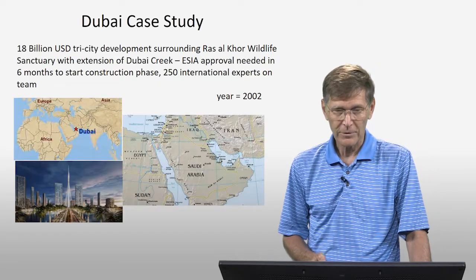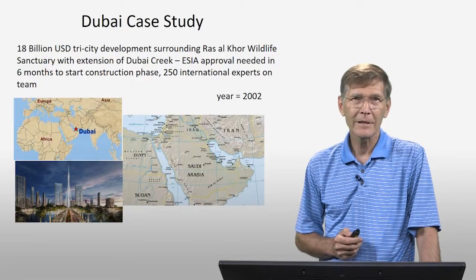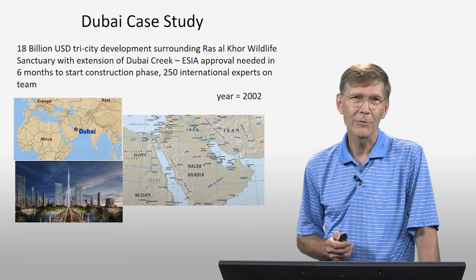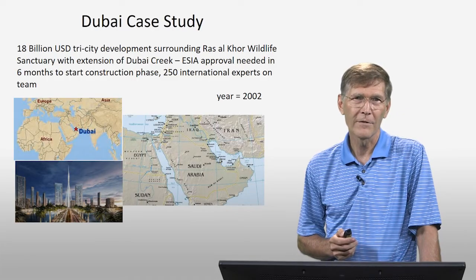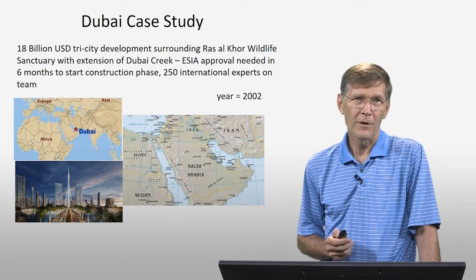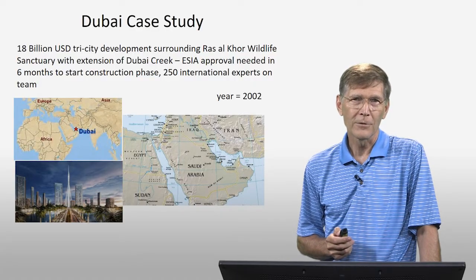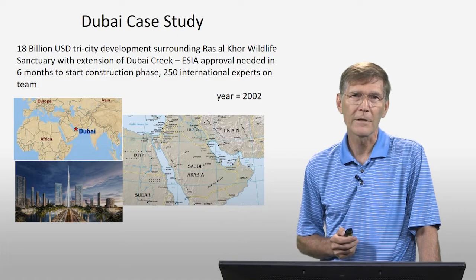Today we're going to be going to Dubai. And you can see on the slide here that this is an 18 billion US dollar tri-city development, three very large cities that were going to be built around a wildlife sanctuary called Ras Al Khor Wildlife Sanctuary, which was a Ramsar site, so it's an internationally recognized wildlife sanctuary right at the end of Dubai Creek, which is the main water course that comes into the city.